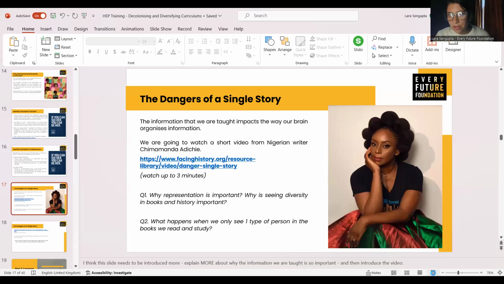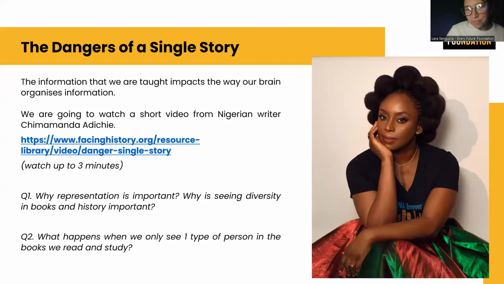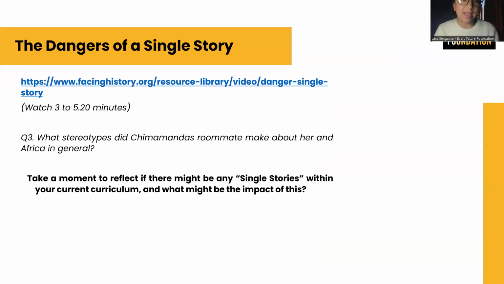Okay, so looking at that second half of the video, she talks about a single story. What stereotypes did Chimamanda's roommate make about her and Africa in general, like an entire continent? And take a moment to reflect if there might be single stories within your current curriculum and what might be the impact of this. So I'll give everyone a few minutes just to reflect, write anything in the chat.